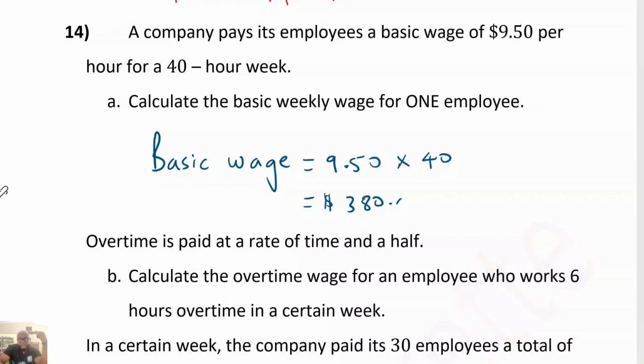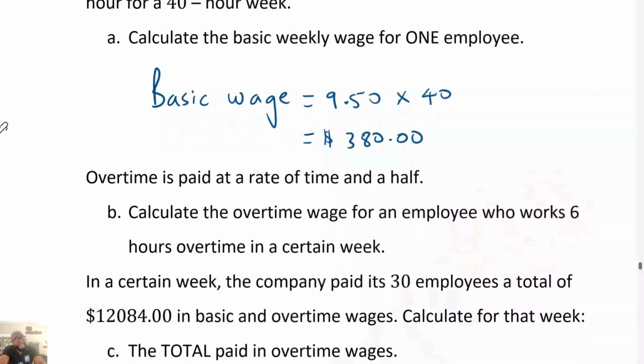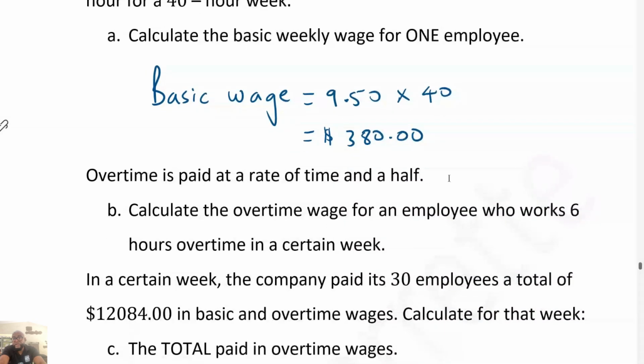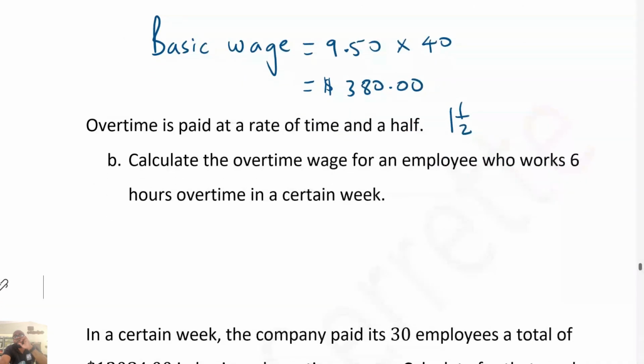So how much money is one employee working for the week? 380. Right? Now they said overtime is paid at a rate of time and a half. So points of note, time and a half means you're multiplying 1.5 by the original hourly rate. We good there? Because we have to get the overtime hourly rate. So it'll be 1.5 multiplied by 9.50.